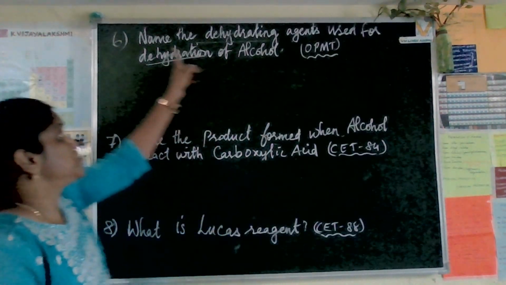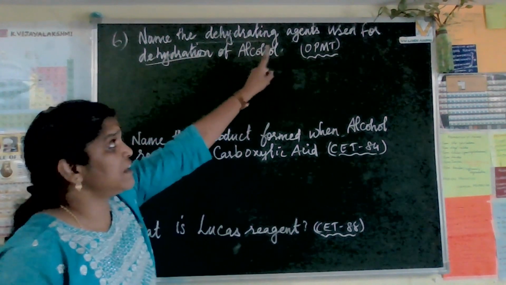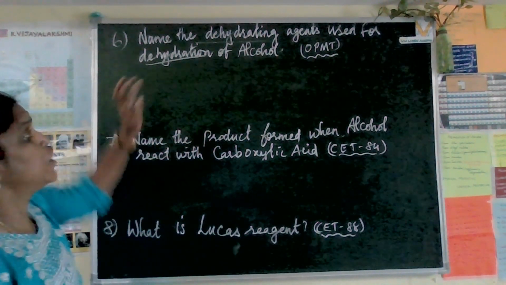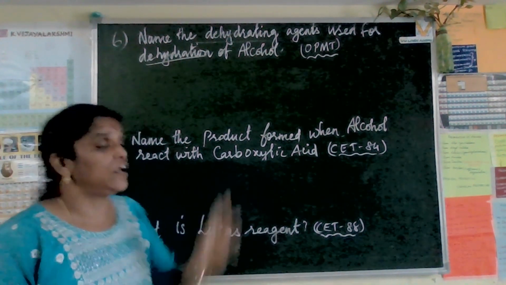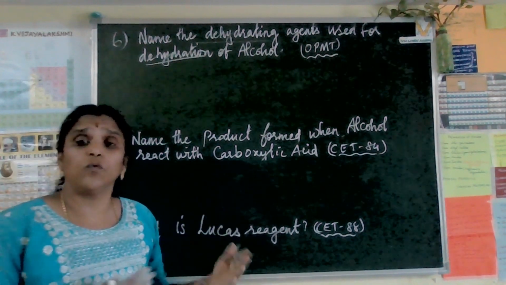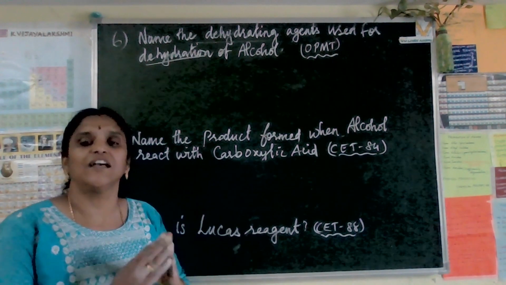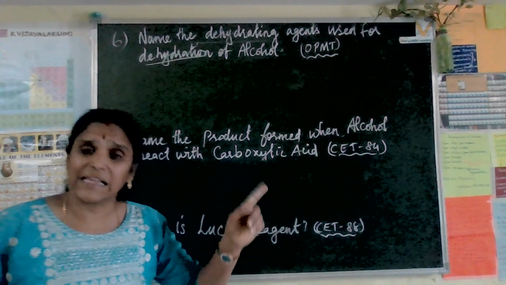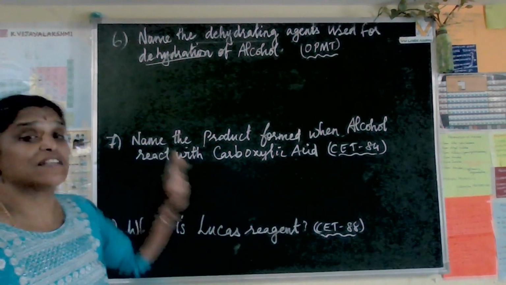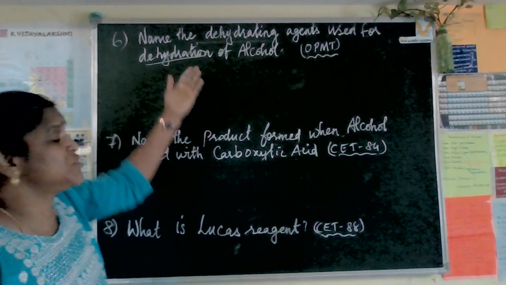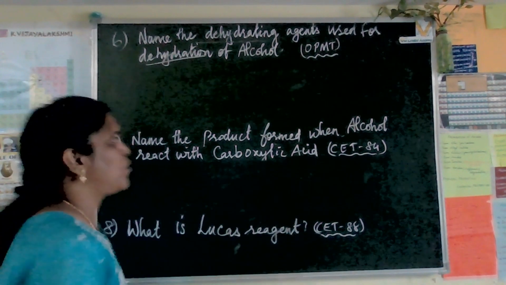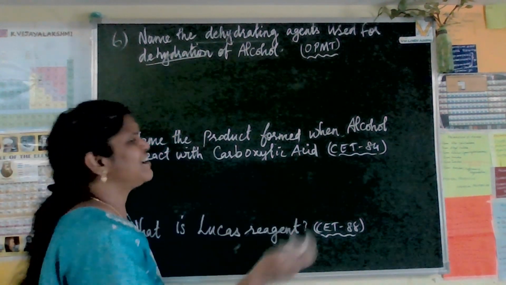Now, the next question: name the dehydrating agents used for dehydration of alcohol. Dehydration of alcohol, what is the product you will get? You are getting the alkene product only. Why? Because of removal of water. Dehydration means removal of water. So, what are the dehydrating agents?